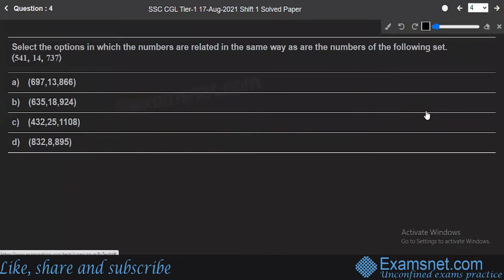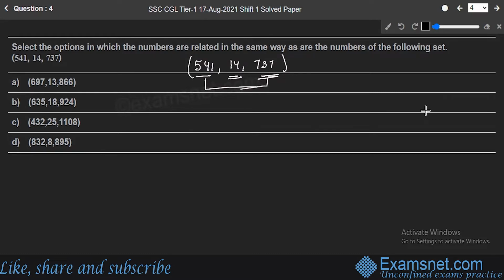You have to select the option in which the numbers are related in the same way as the numbers of the following set. This is the given set, and you have to see which option follows this set's rule. See, in this question, if I take the very first one, 541, 14, 737. These two numbers are very large, whereas this number is small. So what should I do? In such cases, mostly I try to find a way. If I subtract them, let's see.